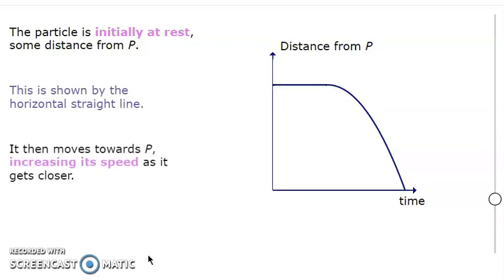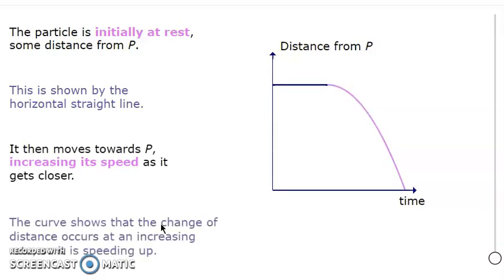Then what happens? Then it moves down towards P. The particle is moving towards P. If you take a careful look, this point is here, the next point is here, so it is closer to P after every passing second. The curve shows that the change of distance occurs at an increasing rate, so it is speeding up.